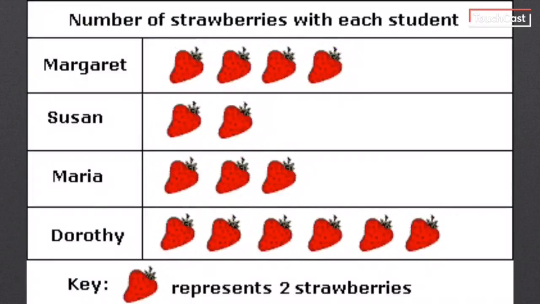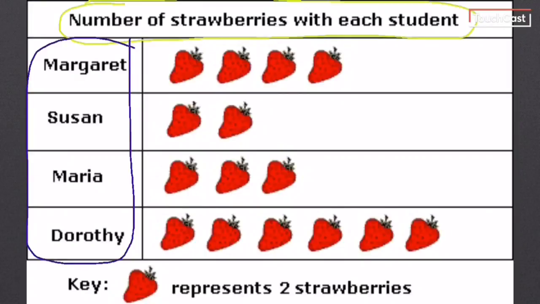Now when you look at a pictograph, you're going to see a couple different things. First off, there's always a title that tells you what this pictograph is showing you: number of strawberries with each student. You're also going to see a list of things to the side here showing how many things each person has. In this case, it's people. In other cases, it could be companies or cities or really anything that might own something or have something. So in this case, we have Margaret, Susan, Maria, and Dorothy.